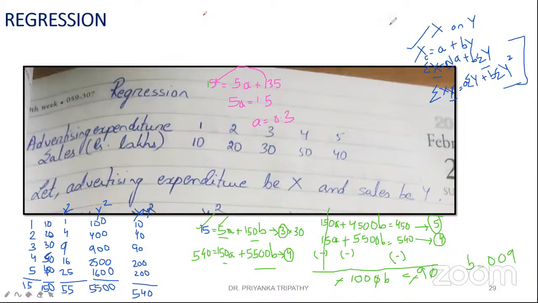Understood? Yes, Muskan, correct. Subhajit, correct. Okay. Akanksha, Lipsa, Manisha, are you able to solve? Yes, ma'am. Yes, ma'am. Okay. Adarsh, I didn't get any reply. Okay, okay, got it.